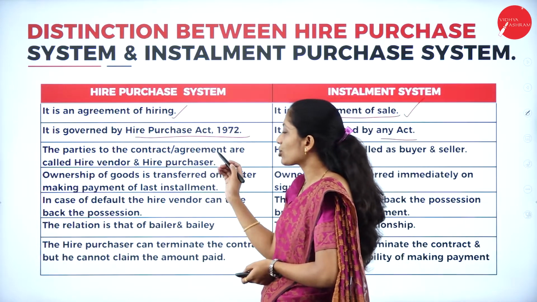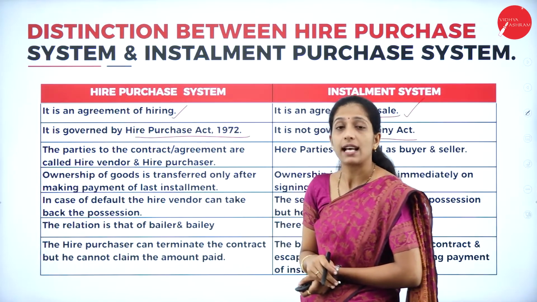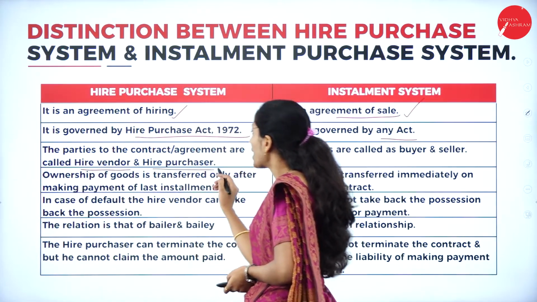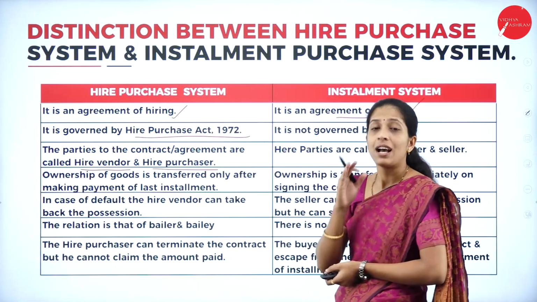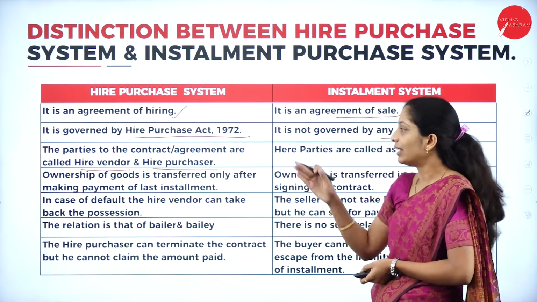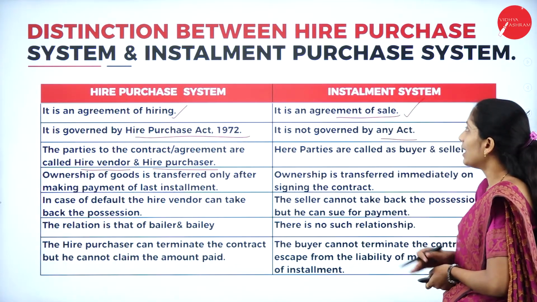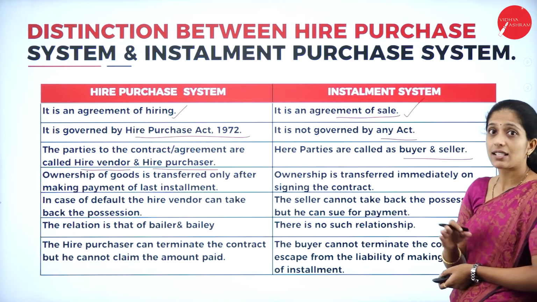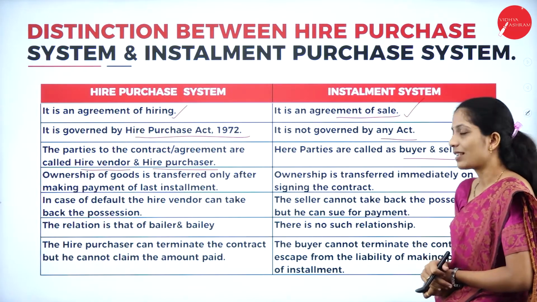Next, the parties to the contract or agreement are called hire vendor as well as hire purchaser under the hire purchase system. Whereas in the installment system, it is just buyer and seller. The parties are buyer as well as seller.